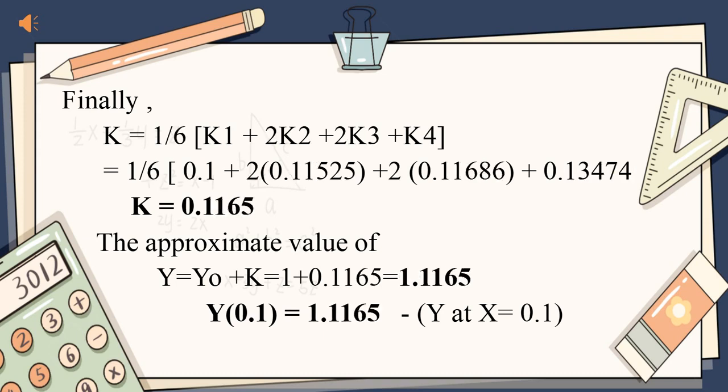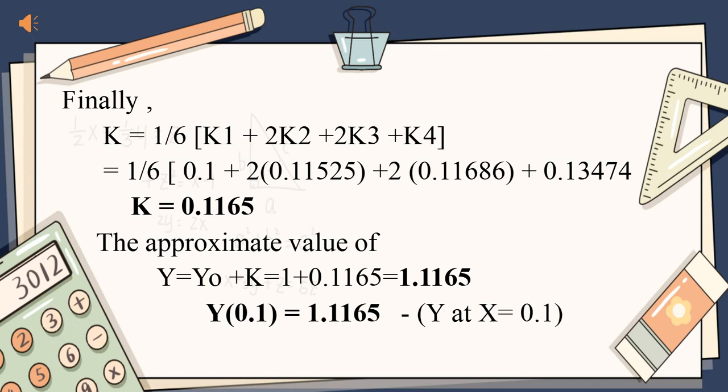Okay, now we need to take an average value of k, which is equal to 1 by 6 into k1 plus twice of k2 plus twice of k3 plus k4. Okay, we substitute the values of k1, k2, k3 and k4 and we get the value of k is equal to 0.1165.